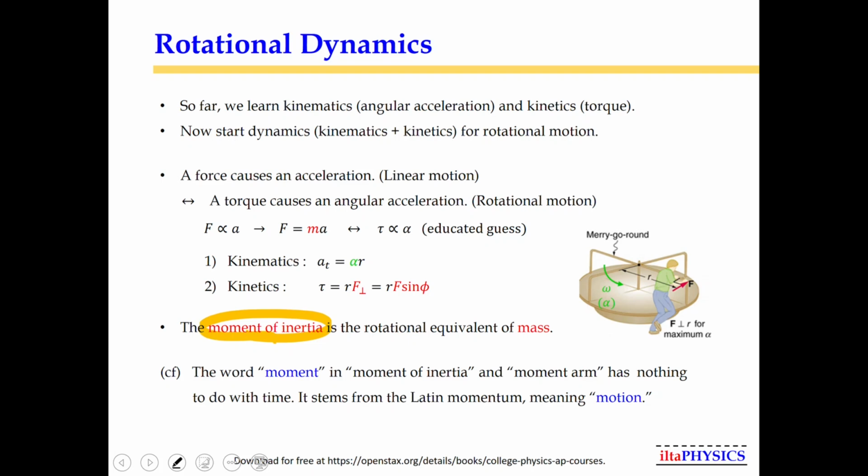Let's think about the motion of a merry-go-round like the one in the picture on the right. I'll explain this by comparing it to linear motion, which we already know well. In linear motion, Newton's second law tells us that the force applied to an object creates acceleration. The quantitative calculation of this intuitive relationship between force and acceleration is F equals ma.